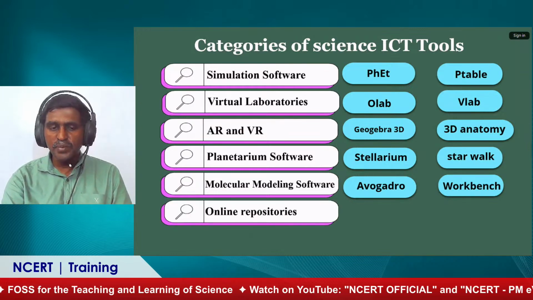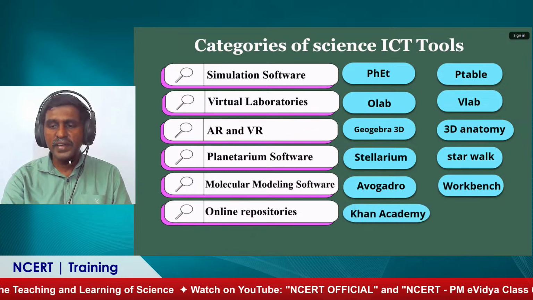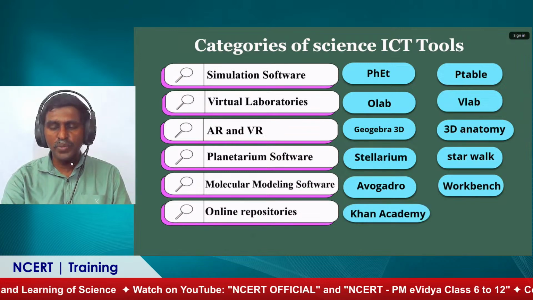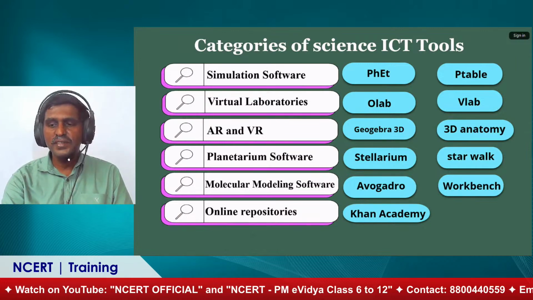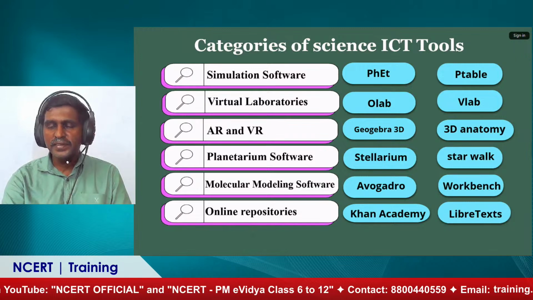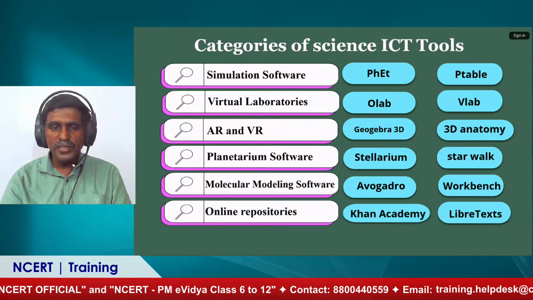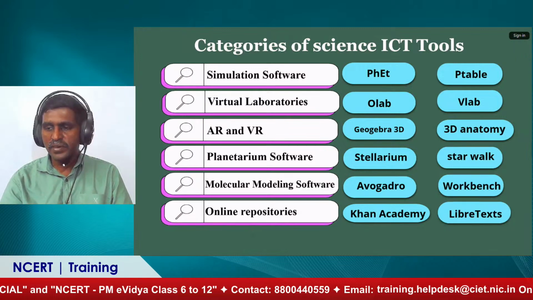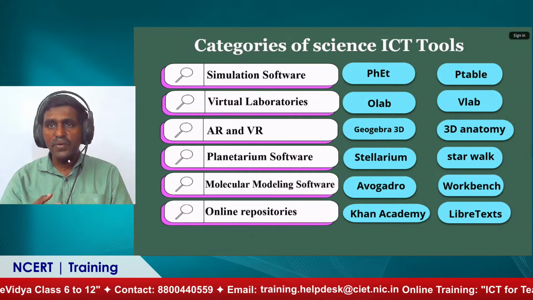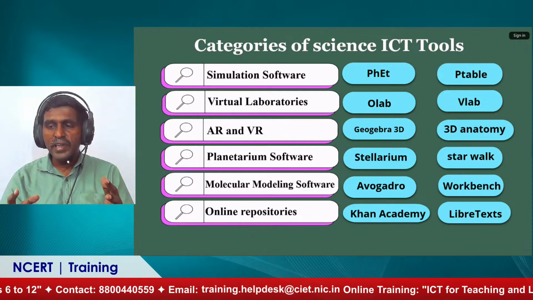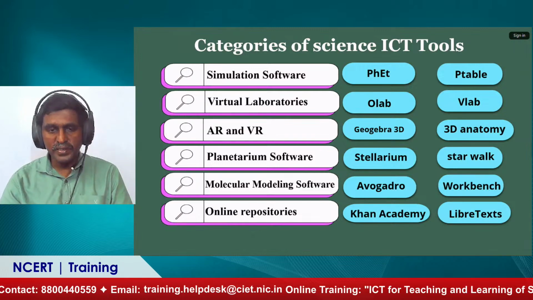So online repositories, many online repositories are there. Khan Academy is a free online repository. All kinds of videos, in all subjects, are available. LibreTexts is also one of the best online repositories for different subjects. So these are some of the different categories of tools that are available freely on the internet.